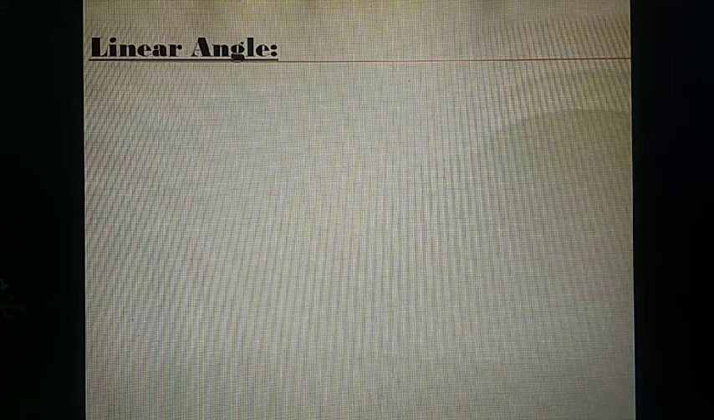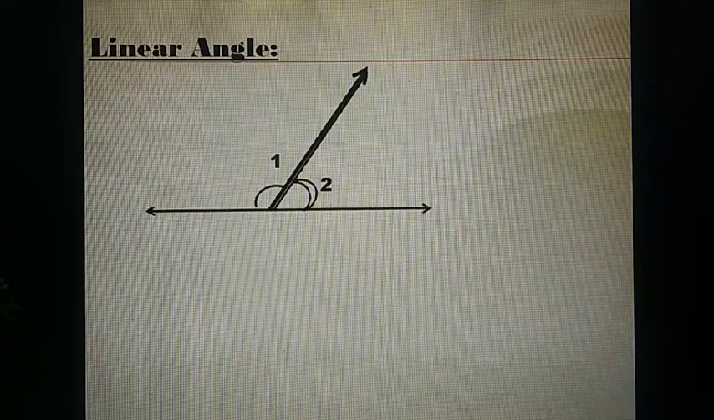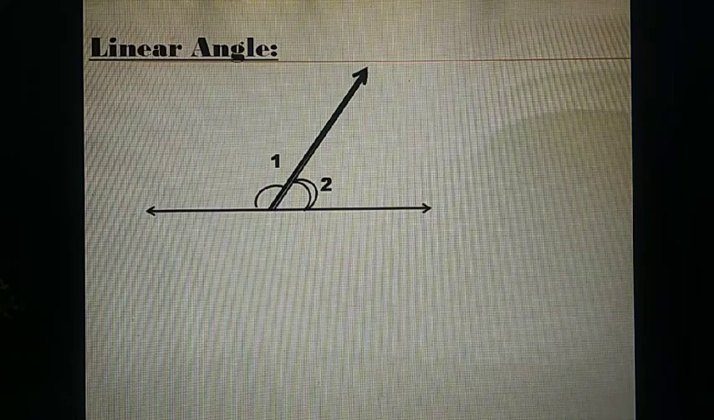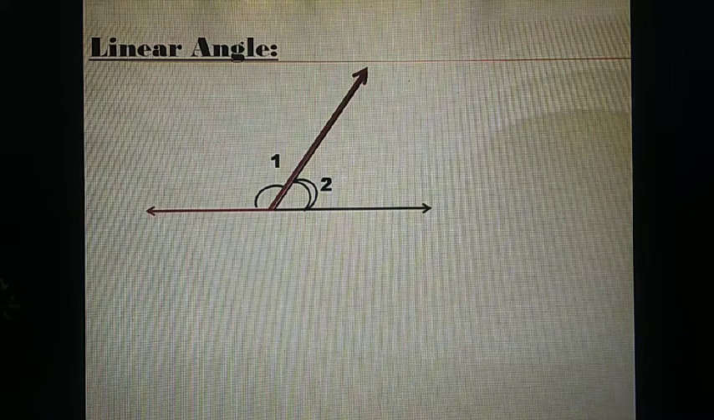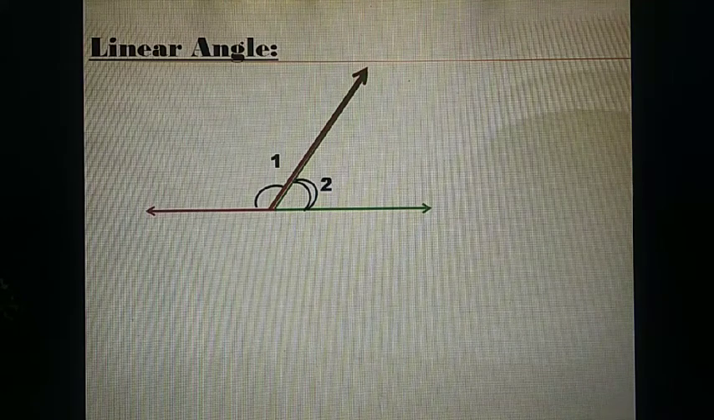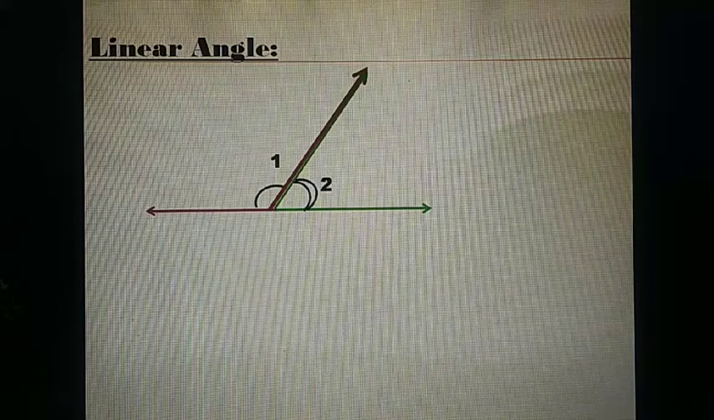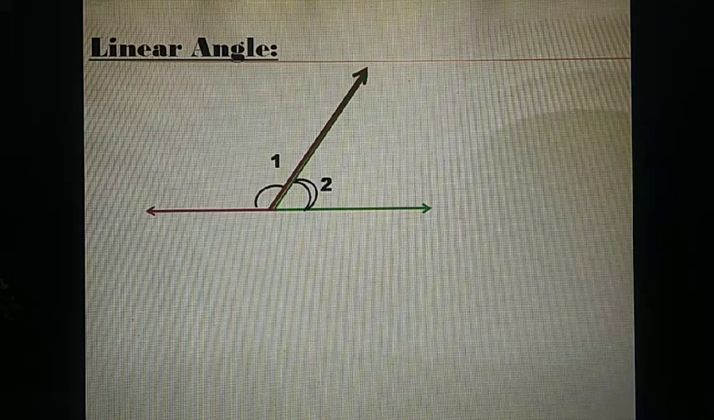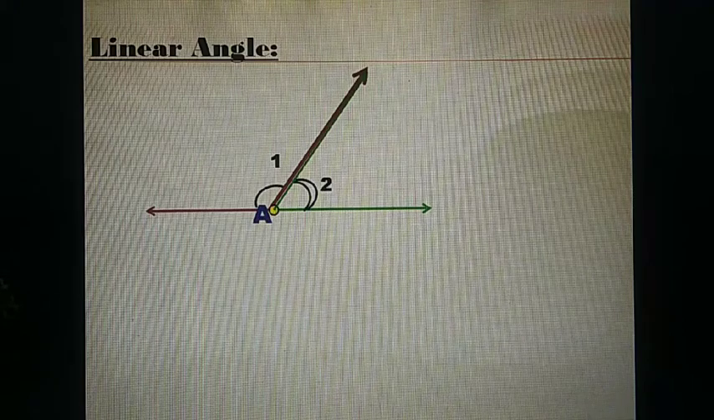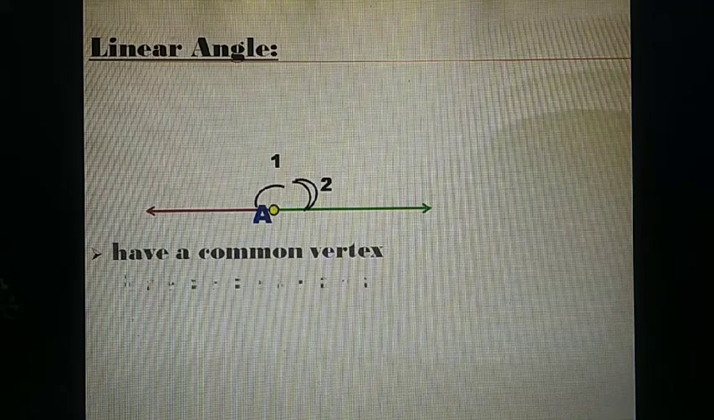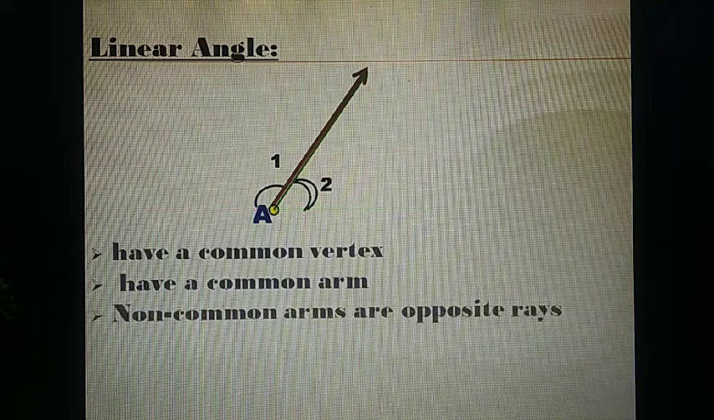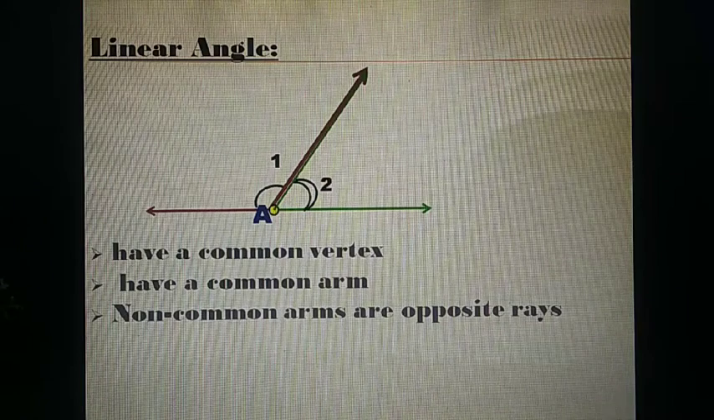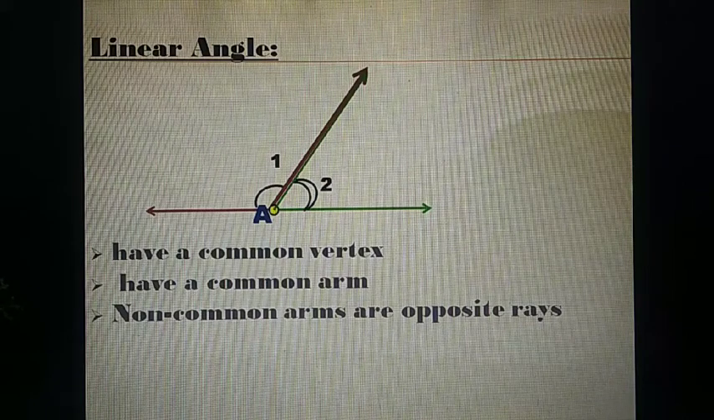Moving to the next topic, linear angle. Again, here there are two angles, angle 1 and angle 2. Again, I am tracing both the angles with different colors. Yes, what we can see here is, again they have a common vertex. There is a common arm with both the colors, and the non-common arms are opposite rays. That is, they are forming a straight line.